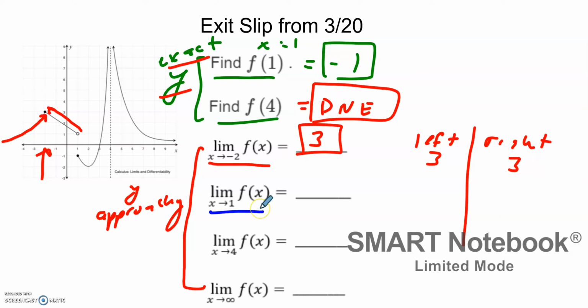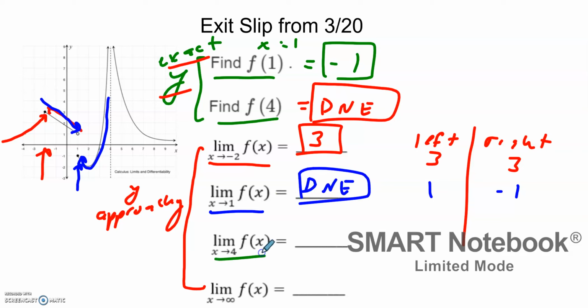However, the limit as x is approaching 1, where we're looking here at the x value of 1. If I'm coming from the left, the y value I'm approaching is positive 1. But if I'm coming from the right, the y value that I'm approaching is negative 1. Because the left and the right limits are not the same, this is when the limit does not exist.